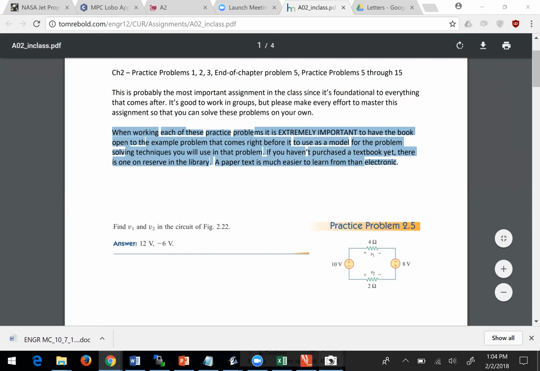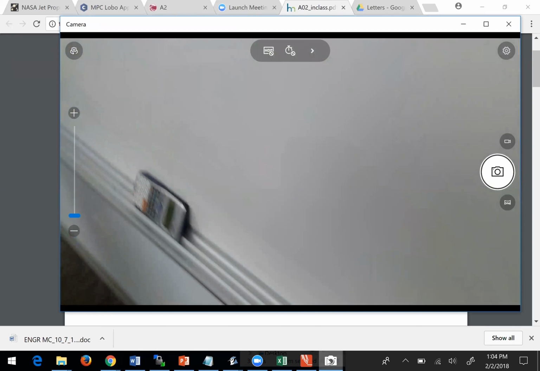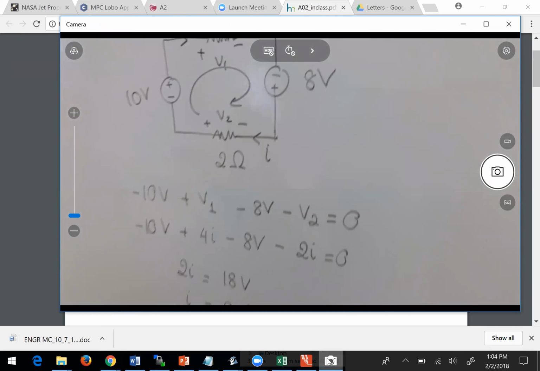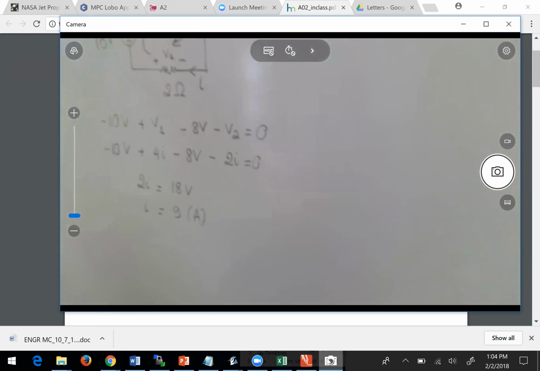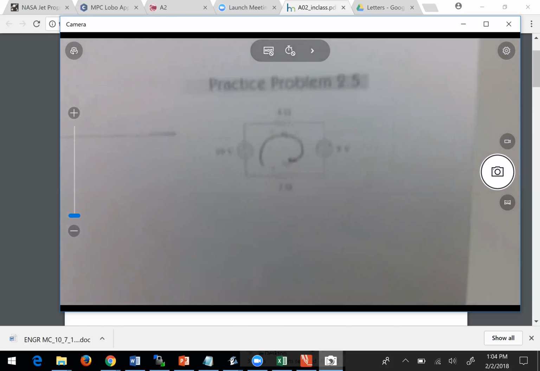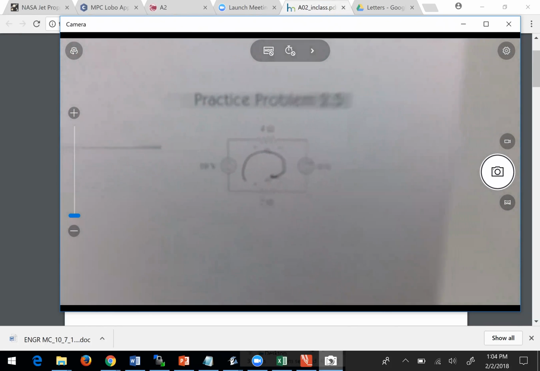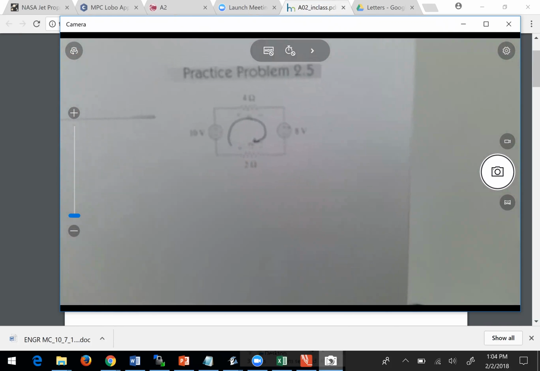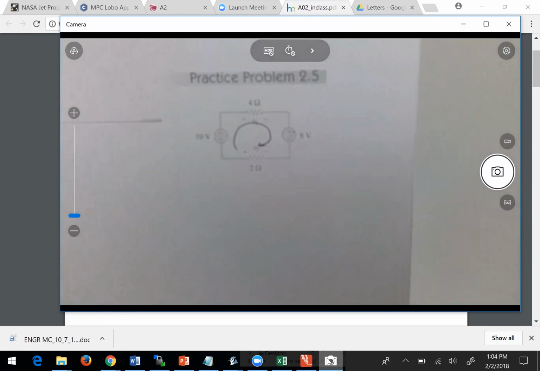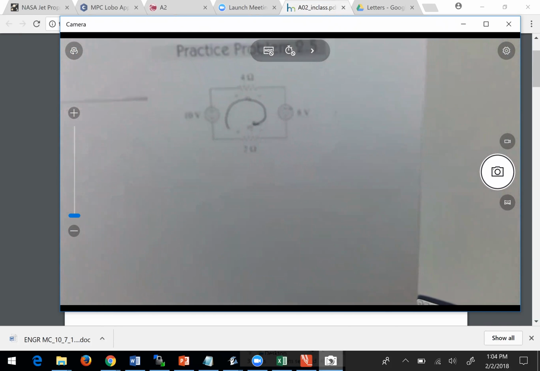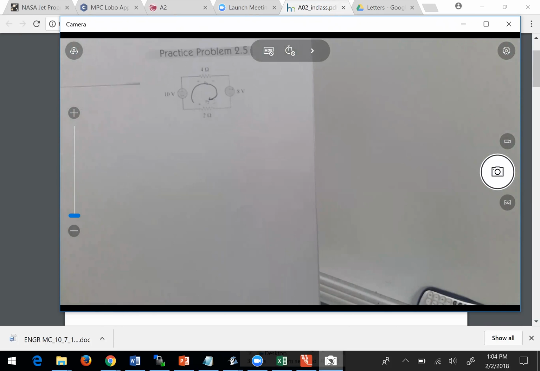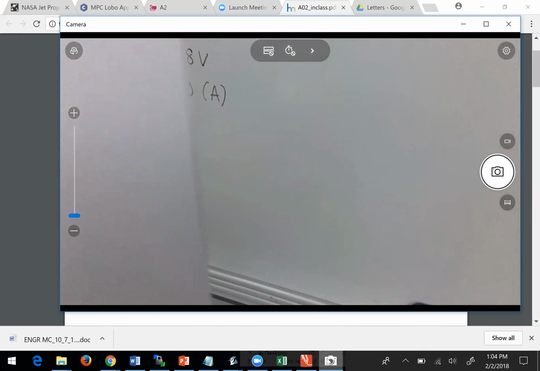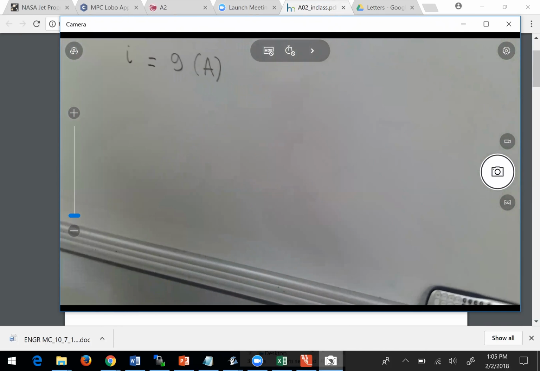So, do you have a question? Yeah, we do. We're getting 9 amps for 2.5, which does not allow the answers to be 12 and -6. Let me see here. So is that the circuit? Let me see your handout. So we've got this circuit here. It's not focusing at the moment, but that looks good. 10 volts, 4 ohms. You got the minus in the right way. Minus plus V2. Good.